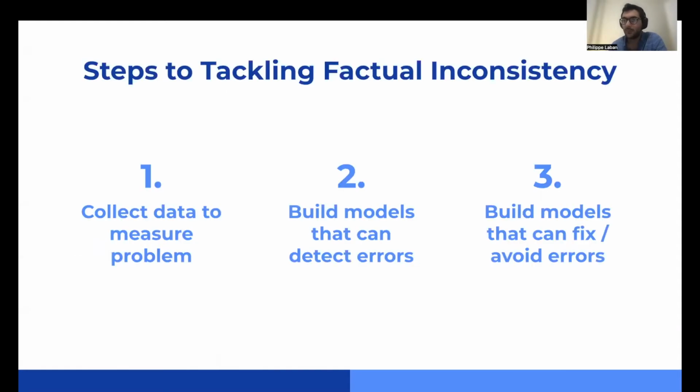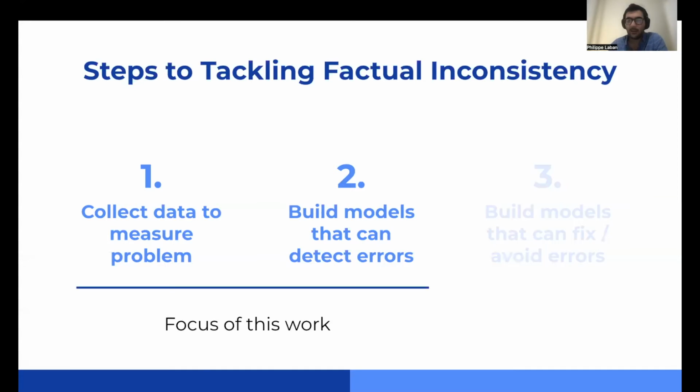There are usually 3 steps to approach factual consistency in summarization. The first one is to collect data sets to see the extent of the problem in current summarizers. The second is to then build models to detect the errors in the data sets collected in step 1. And the third step is to then build new summarizers that avoid or fix these errors. In this talk, we'll focus on the first 2 steps of the process.